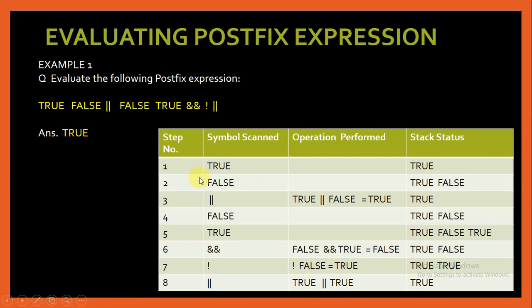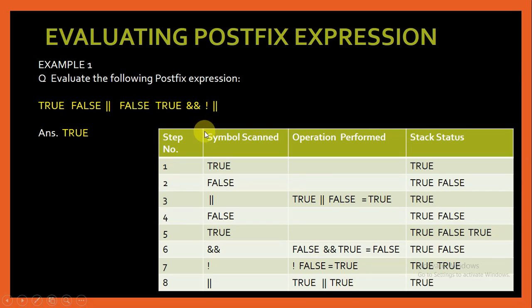Now the next symbol is false, which again is an operand, so this will also be added to the stack. No operation is performed; they are simply added to the stack. Now the next scanned symbol is OR. This is an operator, so we will pop the two topmost elements of the stack and apply this operation. The topmost elements are true and false, so they will be popped and the OR operator will be applied to them. I hope you remember this table: true or false is true. So the result is true, and this true will be pushed into the stack. My stack now contains true.